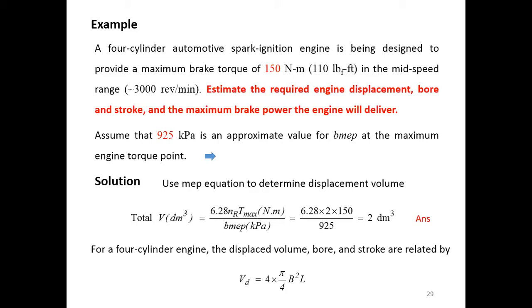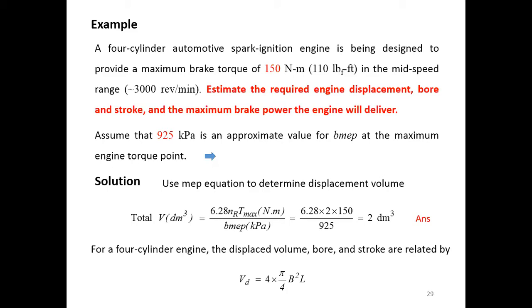Okay, so these are the design examples. We have a 4-cylinder automotive spark ignition engine that is being designed to provide a maximum brake torque of 150 Newton meters. So this is the requirement. This maximum brake torque has to happen at mid-speed, which is about 3,000 revolutions per minute. This is just a requirement they give to the designers.